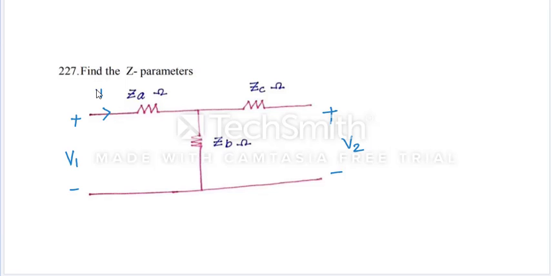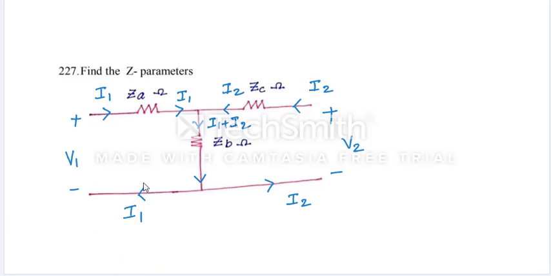The port 1 current I can call I1, and this current is I2, and both currents are entering into the network. Now this current is I1, so this current is also I1, and this current is I2. Then what is the current here? This current is I1 plus I2. Then how much is this current, I1, and how much is this current, I2? Law of conservation of charges: whatever current is entering, the same current has to return.